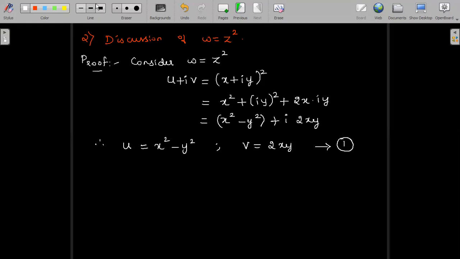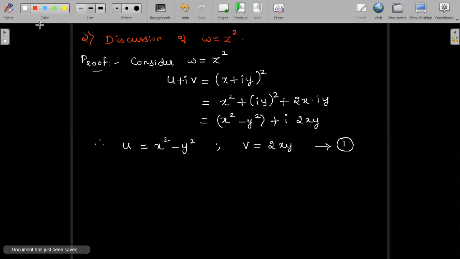Now we will discuss the cases one by one, like the previous discussion, that is w is equal to e power z. Here also we can discuss the cases for x is equal to constant and y is equal to constant. We take the curves x is equal to constant, a straight line parallel to the y-axis, and another curve y is equal to constant, say C2, which is parallel to the x-axis. So let us see what these two curves are mapped onto. We'll do this one by one.